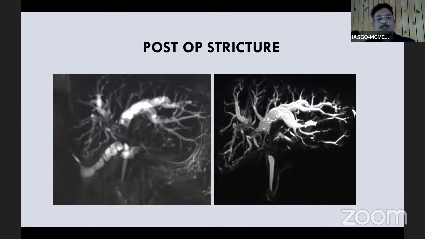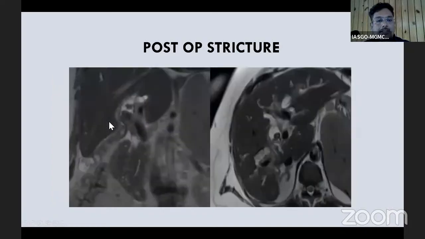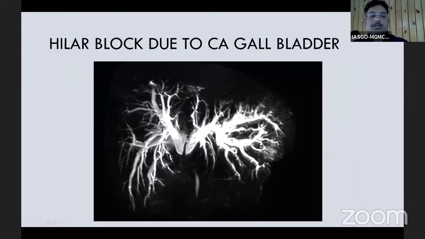Another case, post-op stricture, with a stricture here in the CHD in the primary biliary confluence with a few calculi in the right and left hepatic duct. This is a very smooth thickening, and the lesion was not showing any restricted diffusion. So probably we are dealing with a post-op stricture.